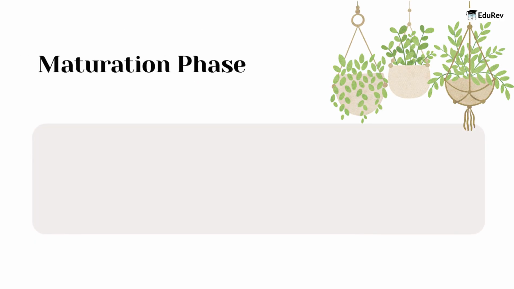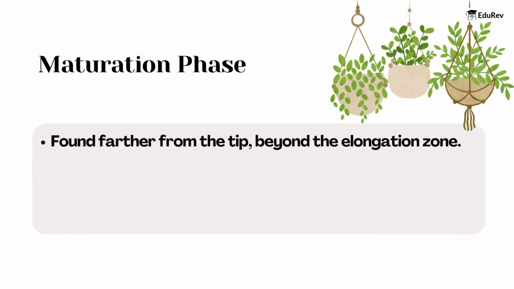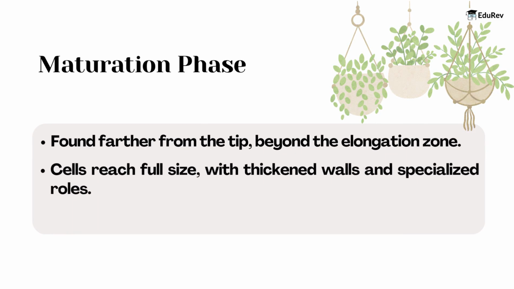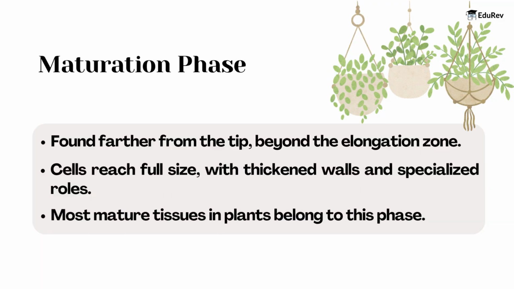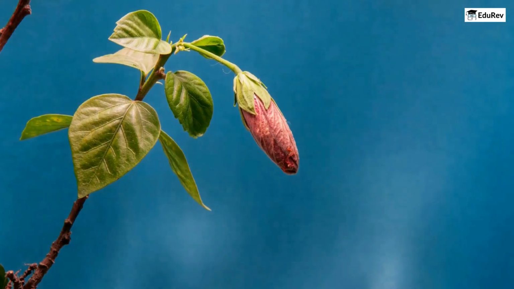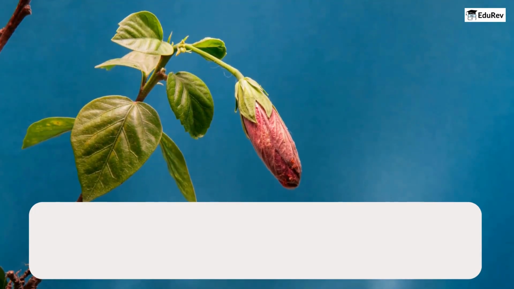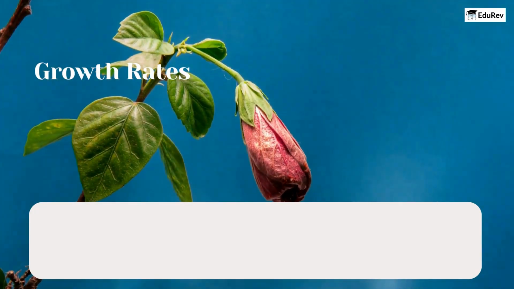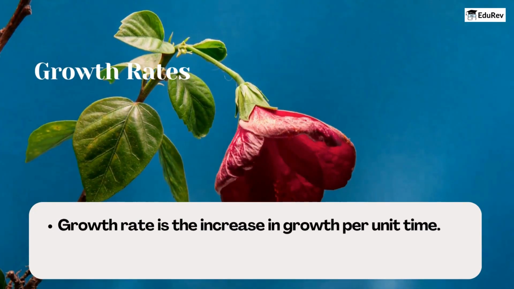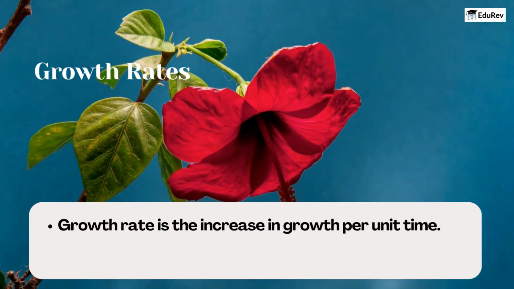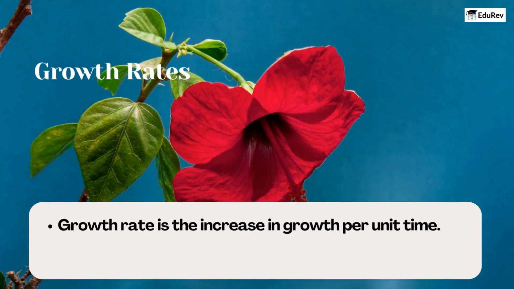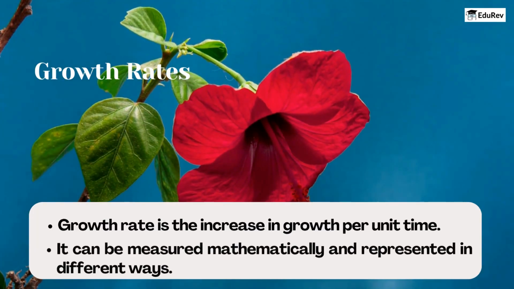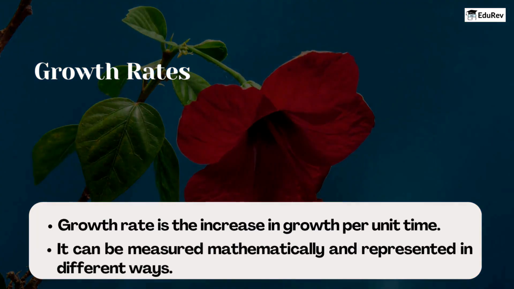The maturation phase, farther from the tip. Cells reach full size, thicken, and take on specialized roles. Most mature tissues in plants belong to this phase. Next, let's understand growth rates. Growth rate means how much a plant grows over a certain period of time. It's the increase in growth per unit time, and this can be shown using formulas or graphs.